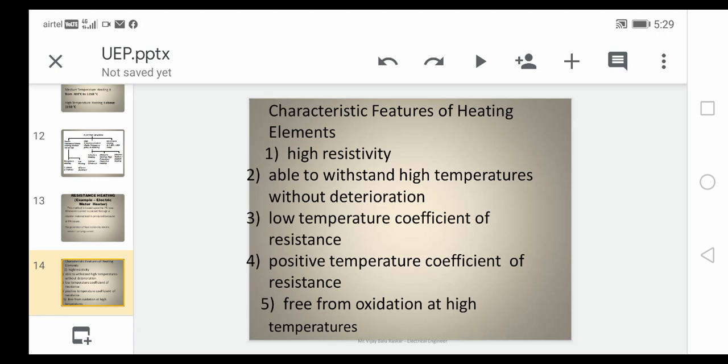Whatever electric heating elements you are taking, they must follow some characteristics. It must have a high resistivity, be able to withstand high temperatures without deterioration, and have a low temperature coefficient of resistance, or a positive temperature coefficient of resistance. It must be free from oxidation at high temperature. Being free from oxidation is nothing but not having a chemical reaction.